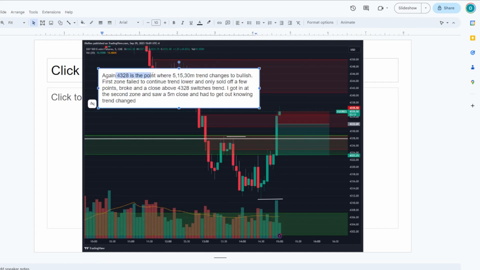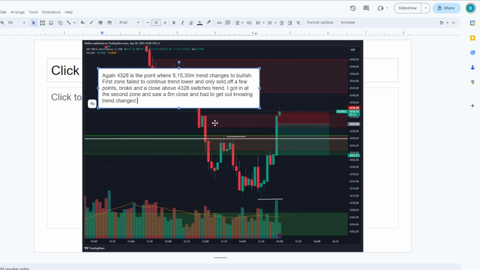What happened? Again, 43.28 is the point where the 5 minute, 15 and 30 minute trend changes to bullish. First zone failed to continue the trend lower and only sold off a few points, broke and closed above 43.28, which switches the trend. I got in at the second zone and saw a 5 minute close, and I had to get out knowing that the trend was changing. So I wanted to see if this first zone will hold.